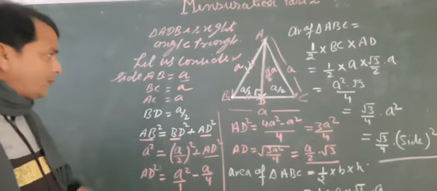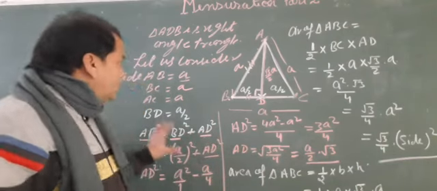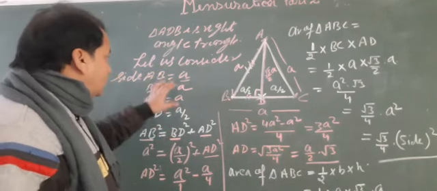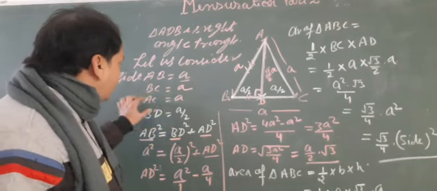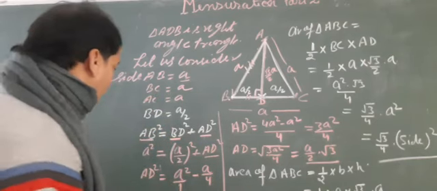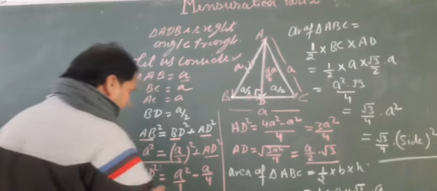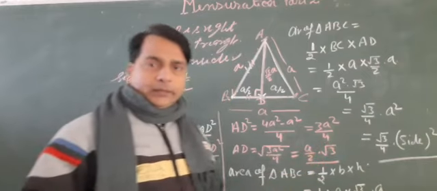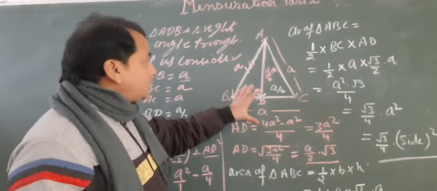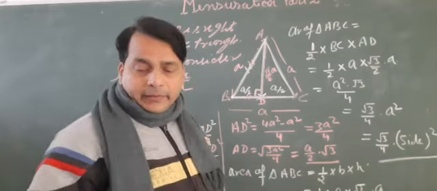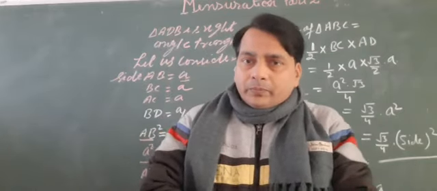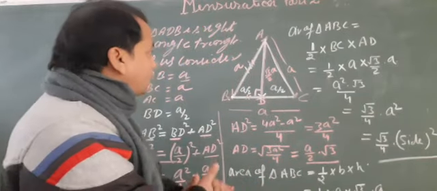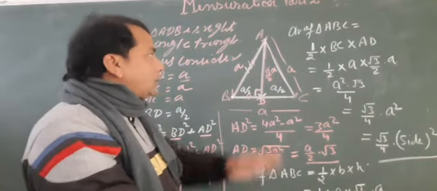So put the value of AB, that is A, and in the place of BD put the value of BD equal to A by 2. So now sort out this equation, then AD equal to root 3 by 2 into A. So in this triangle we know that area of any triangle equal to 1 by 2 base into height. So in this triangle ABC, BC is the base and perpendicular height is AD.